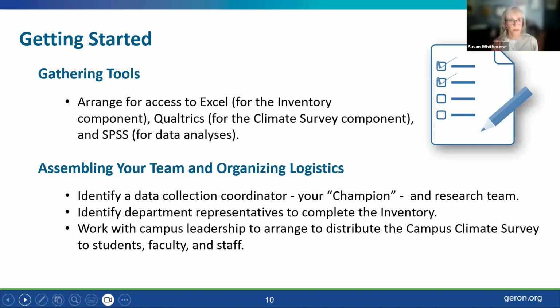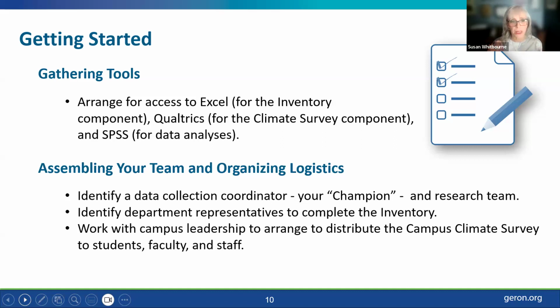Next, you want to assemble your team and organize the logistics. So what we advise is that you assemble a research team, because it will take multiple people to do this. And then you include someone who will coordinate the data collection across the various components of the ICCS. So that will be your champion. Then that champion, or you, if you're the champion, identifies department representatives who are going to actually then go ahead and complete the inventory along with you and with their teams.